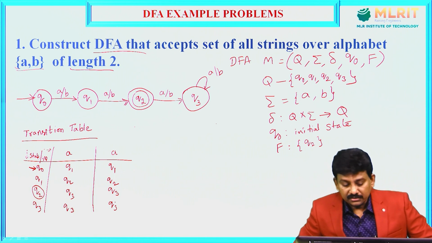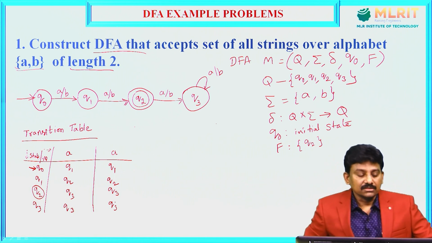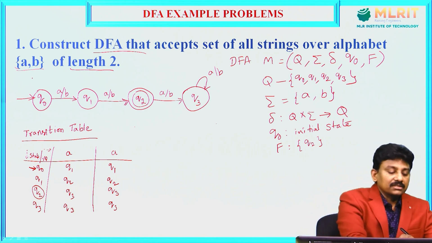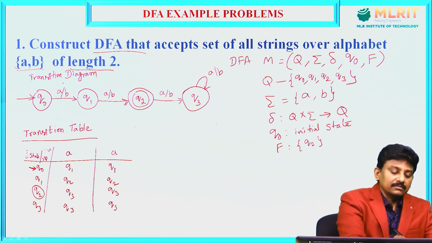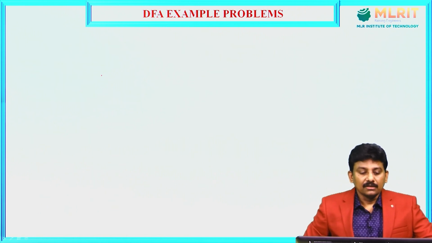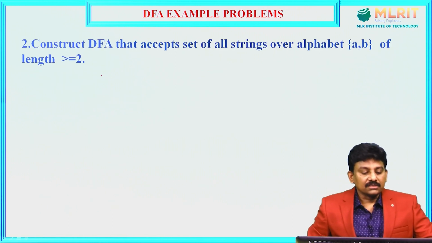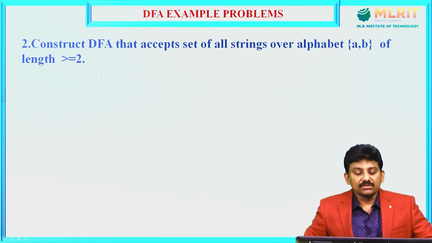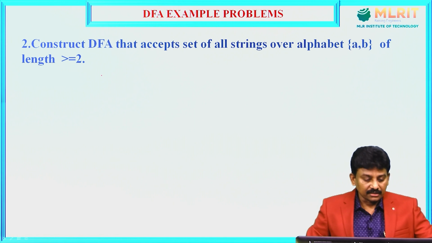Like that, we can draw the transition diagram and transition table. This is the transition diagram. This is the answer for this example problem. Next problem. Construct a DFA that accepts the set of all strings over alphabet {A, B} of length greater than or equal to 2.